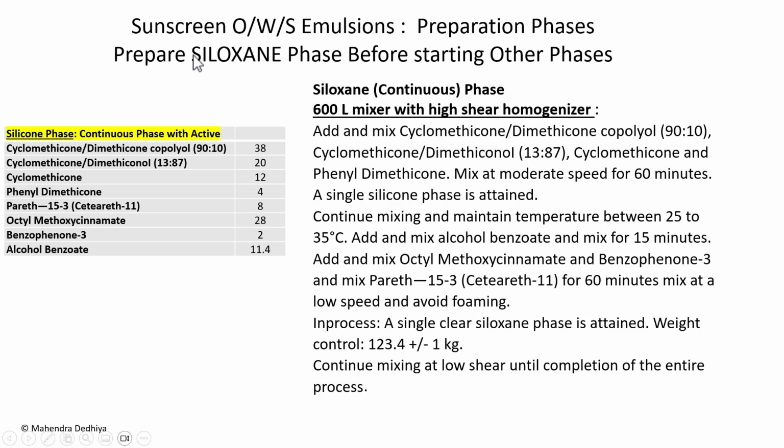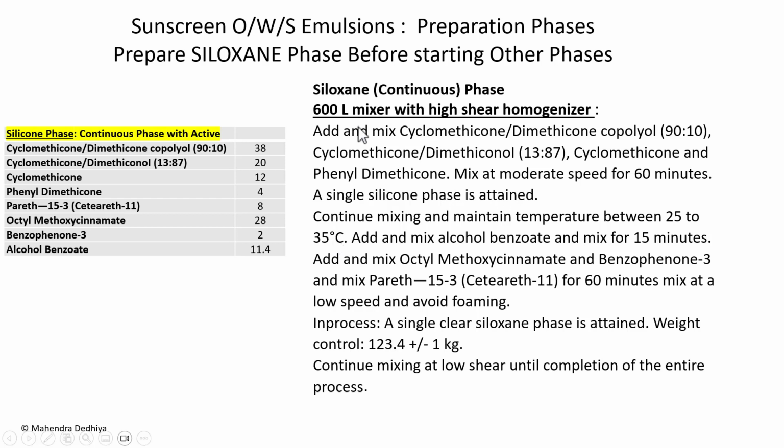Let's look at preparation in sequence. Prepare siloxane phase before starting other phases. That's a continuous phase. Freshly prepared primary phase will be added to the continuous phase. Siloxane phase will be in a 600-liter main mixer with high shear as well as low shear mixing capability. All siloxanes are added, mixed at moderate speed until single phase is obtained. Maintain temperature between 25 and 35 degrees.